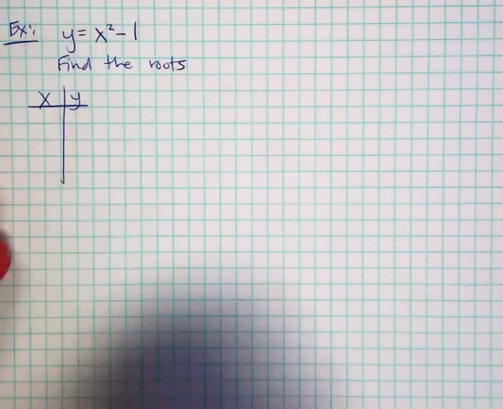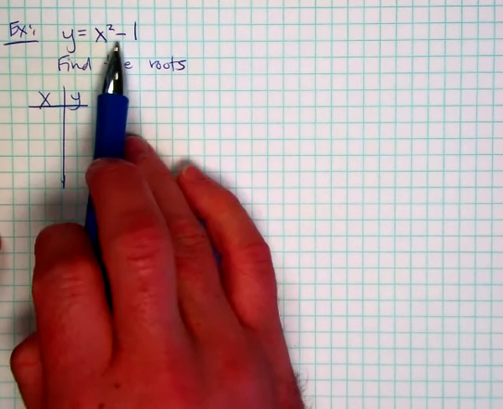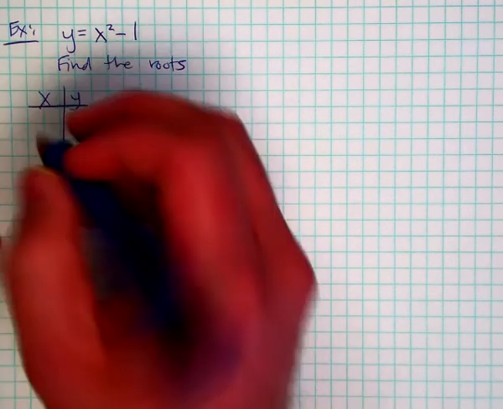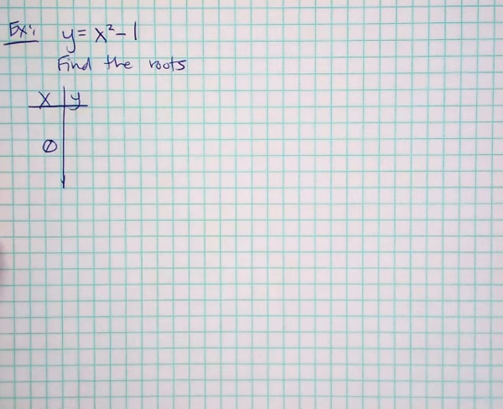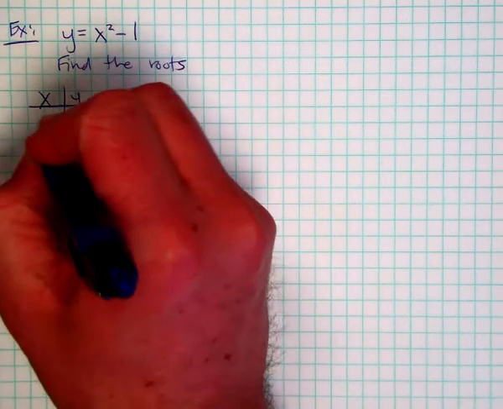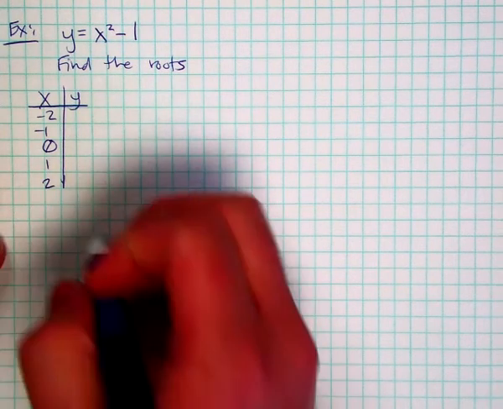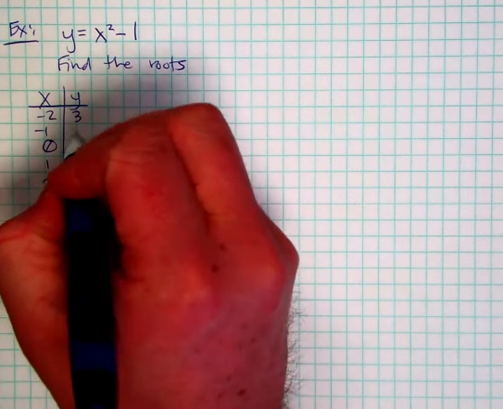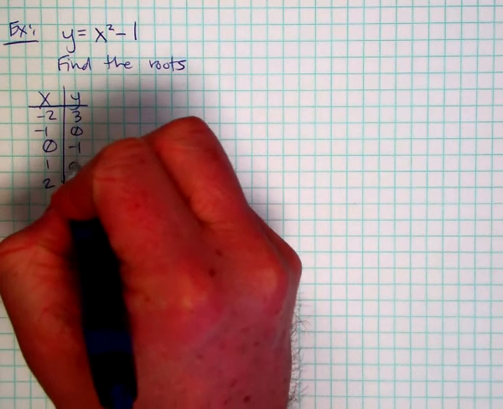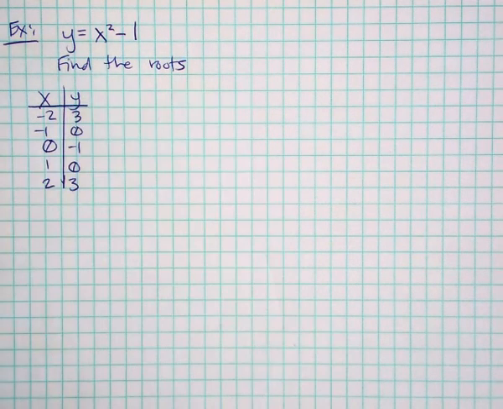I'll make this go quickly because we did a lot of this already. There is no B, nothing in the middle, which means 0 is my center. I'm going to go ahead and plug in the numbers, -1, -2, +1, +2. That means that I'm going to get here that this is a 3, this is a 0, this is a -1, 0, and 3. Okay?